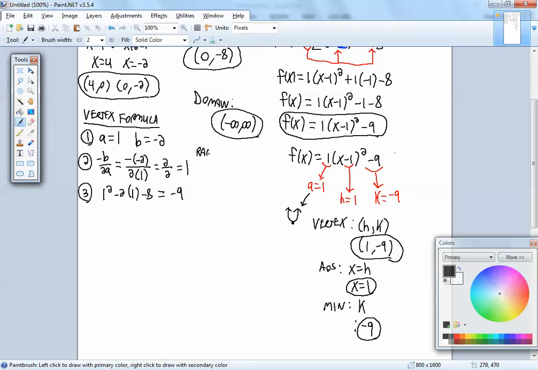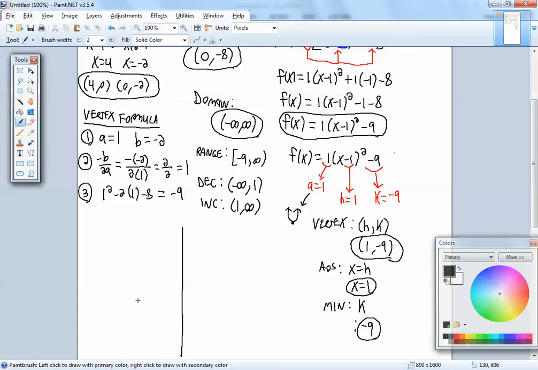Now our range. Our range depends upon whether it opens up or it opens down. We said our graph opens up, so it's going to positive infinity. So I'm going to take the y part of my vertex, which is negative 9, and it's going to start at negative 9, and it'll go to positive infinity. Now our graph, if we look at this real crude sketch here, is decreasing. And this will be decreasing from negative infinity, and it'll stop decreasing at the x part of our vertex, which is 1. And then we can see our graph is increasing. So it'll be increasing from 1 to positive infinity.